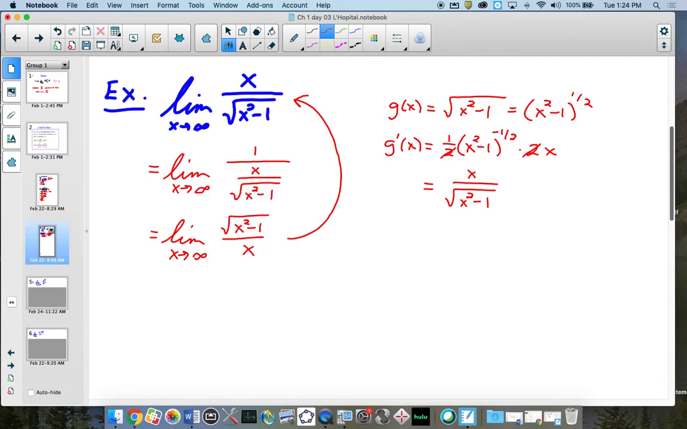L'Hopital to the rescue. Let's do it again. Okay, the derivative of the function in the numerator. Well, we just got done doing that. That's going to be x over the square root of x squared minus 1. And then the derivative of the function in the denominator is 1.